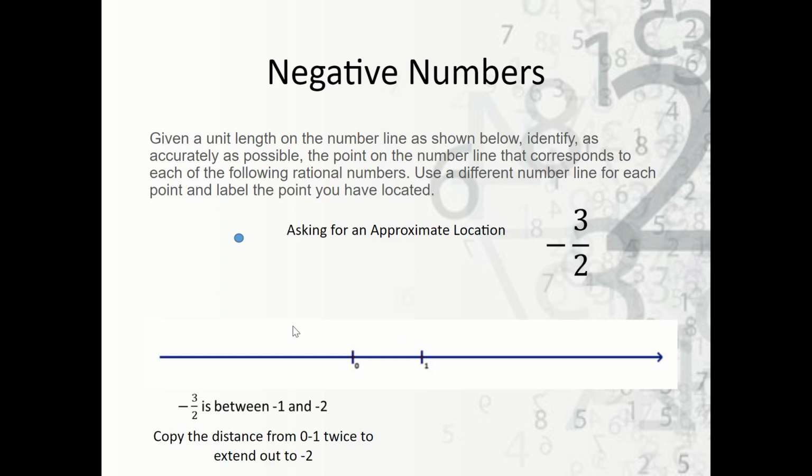2. So we're going to copy it over here. That would be negative 1, and again would be negative 2. So I take that distance and copy it over. Now, here's negative 2, here's negative 1, so we should be right in here somewhere.